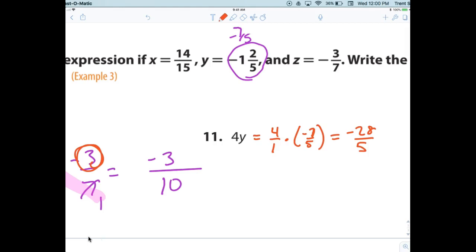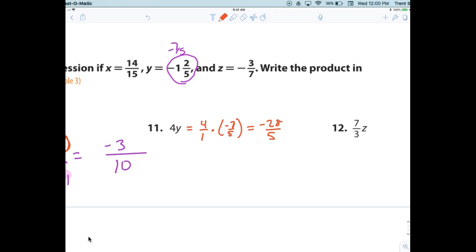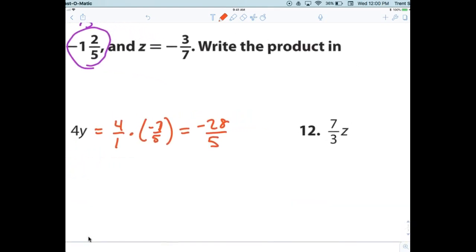Negative 28 over 5. Is everybody good with that? Negative 28 over 5 is good. All right. Number 12.